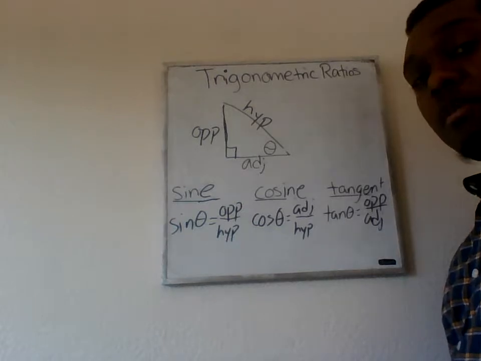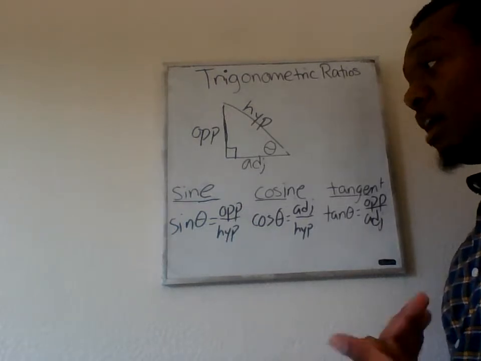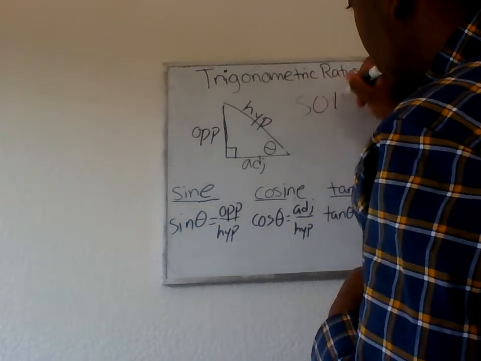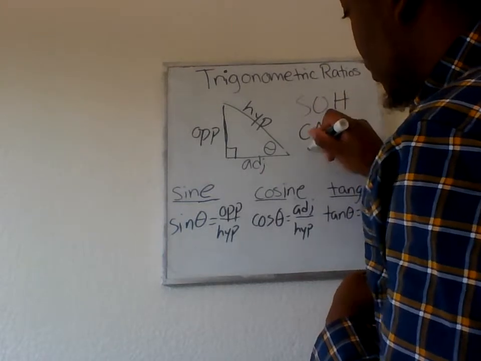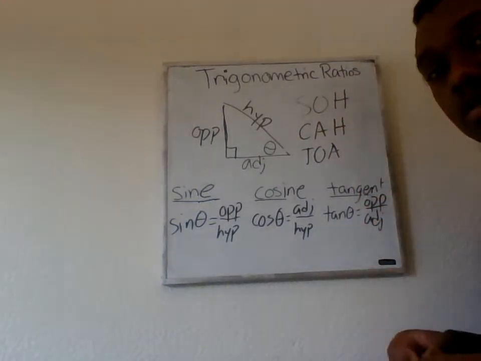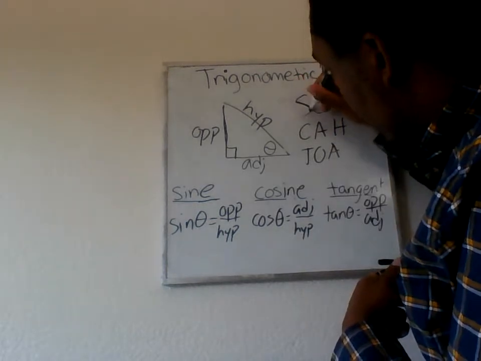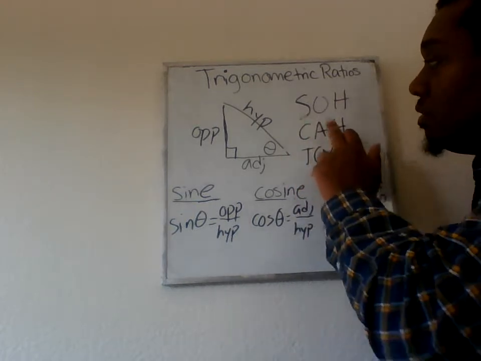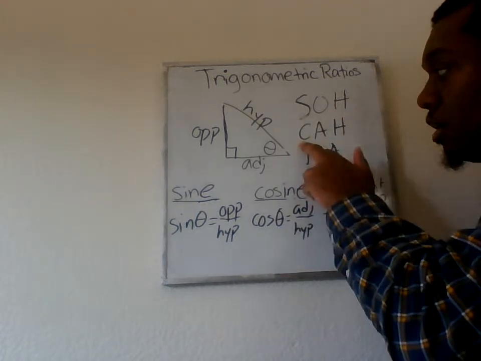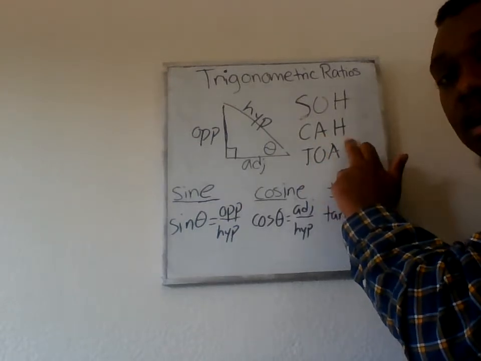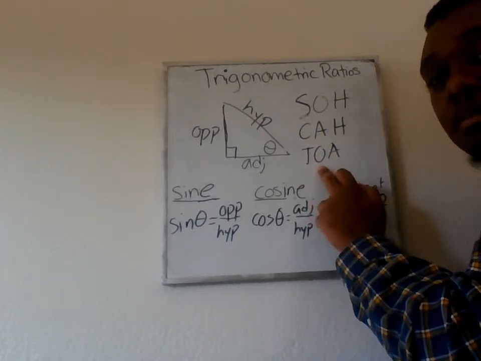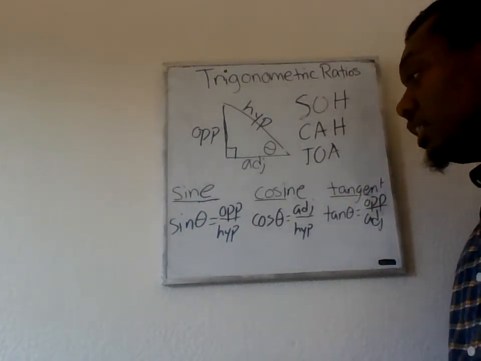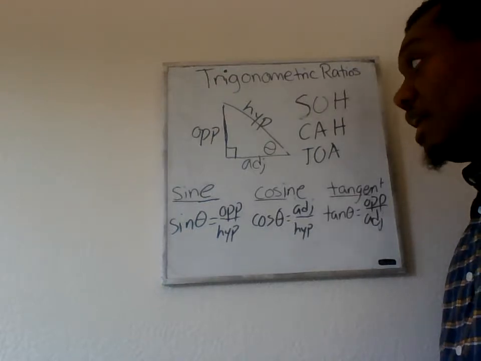A lot of times people use a mnemonic device in order to remember it. They call it Sohcahtoa. They use this to remember how the trig ratios are in relation to one another. So sine is equal to opposite divided by hypotenuse. Cosine is equal to adjacent divided by hypotenuse. Tangent is equal to opposite divided by adjacent. So Sohcahtoa, that's a way that people use to remember that.